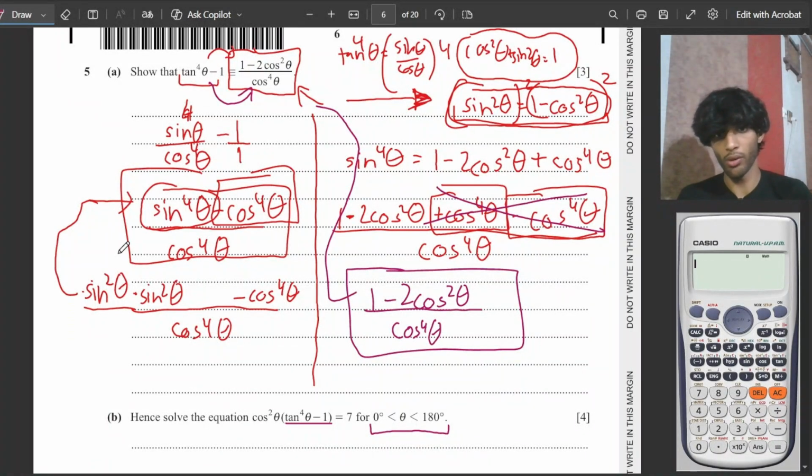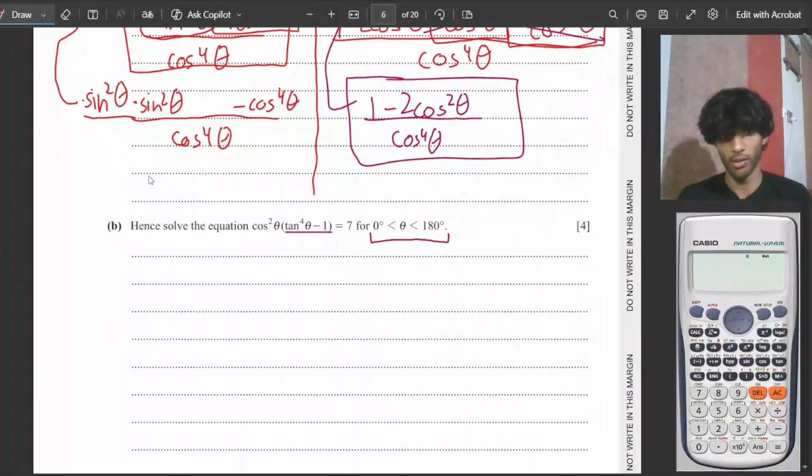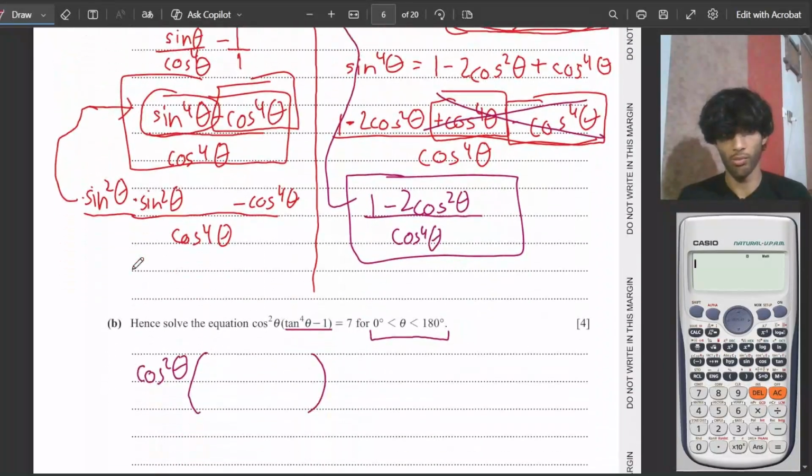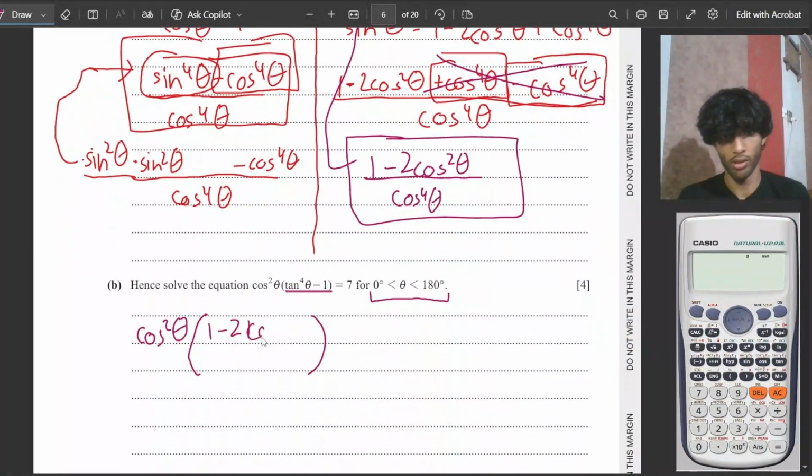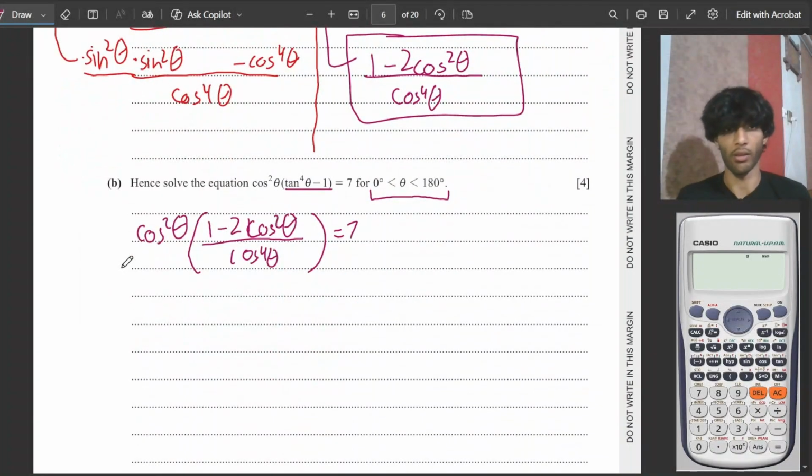So instead of tan 4 theta minus 1, I'm going to write 1 minus 2 cosine squared theta over cosine 4 theta, and that is equal to 7. So now I have to solve this equation and I have to find the value for theta. So let's simplify this equation and see what we get.